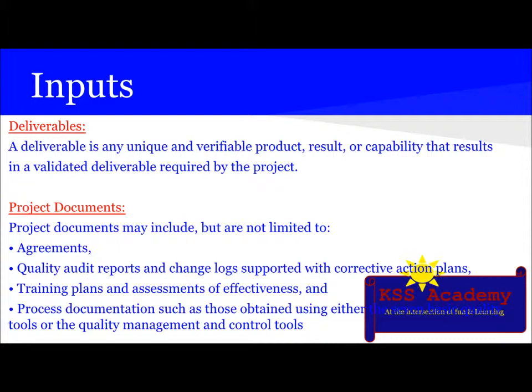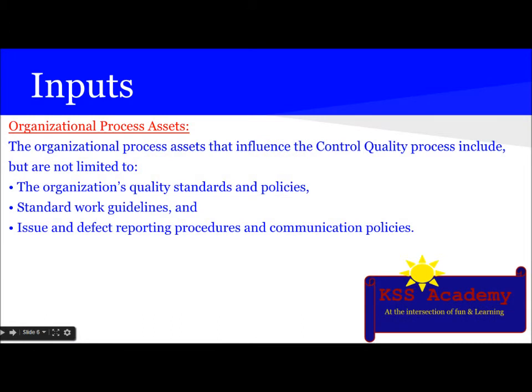The next input is project documents, and it includes agreements, quality audit reports, change logs supported with corrective action plans, training plans, and assessment of effectiveness, and project process documentation such as those obtained using either the seven basic quality tools or the quality management and control tools. The last input is organizational process assets, and those include the organization's quality standards and policies, standard work guidelines, and issue and defect reporting procedures and communication policies.